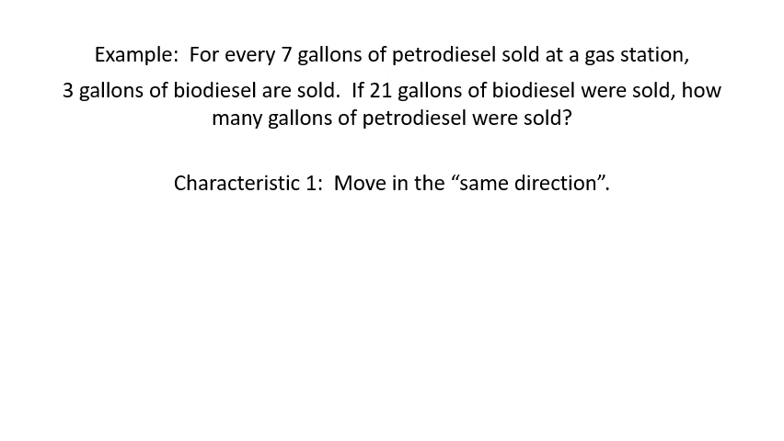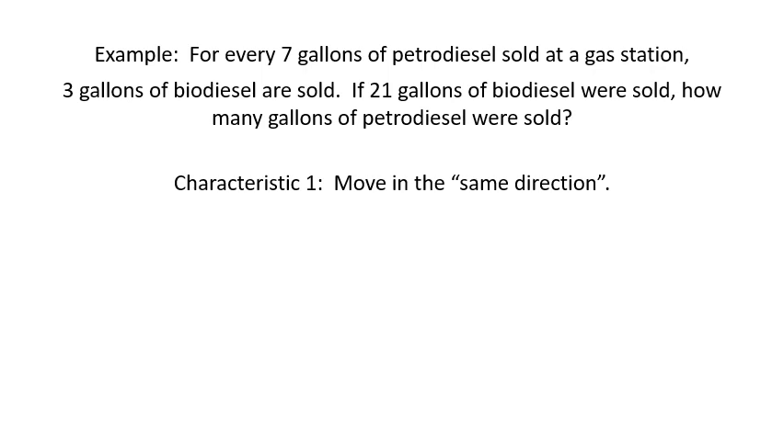And so the problem says 7 gallons of petrodiesel are sold at a gas station. For every 7 gallons, 3 gallons of biodiesel are also sold. If 7 gallons of biodiesel were sold, how many gallons of petrodiesel were also sold? So we can use a ratio table to solve this problem.